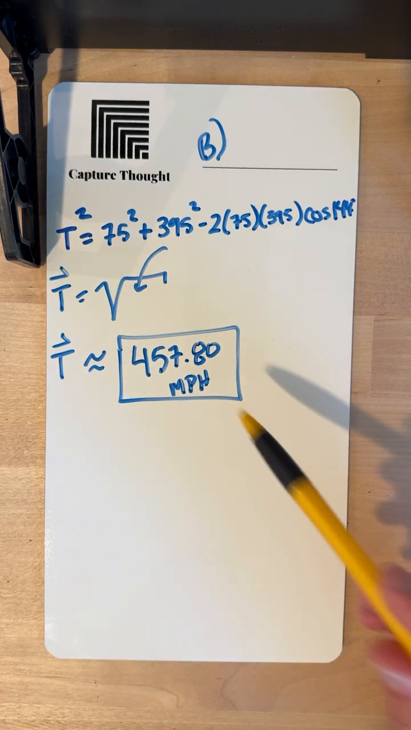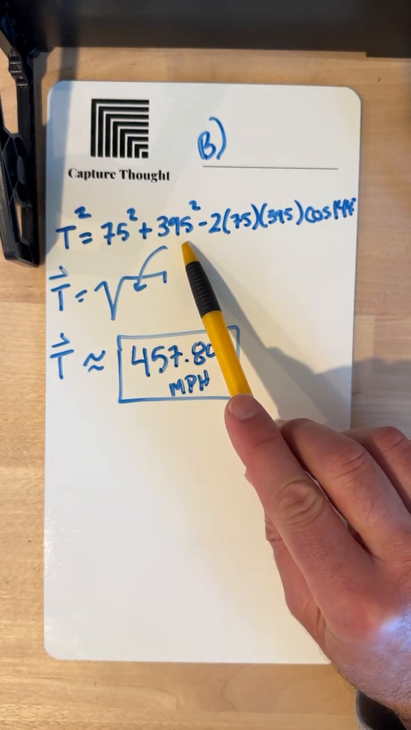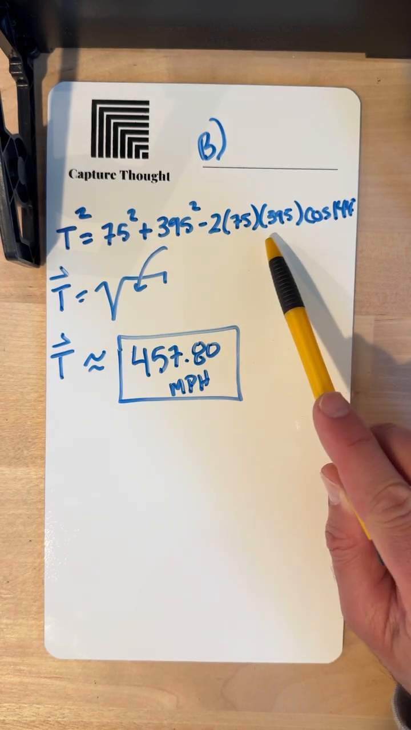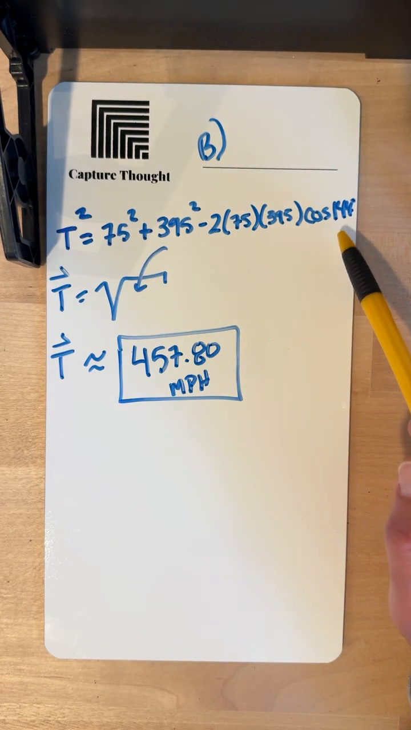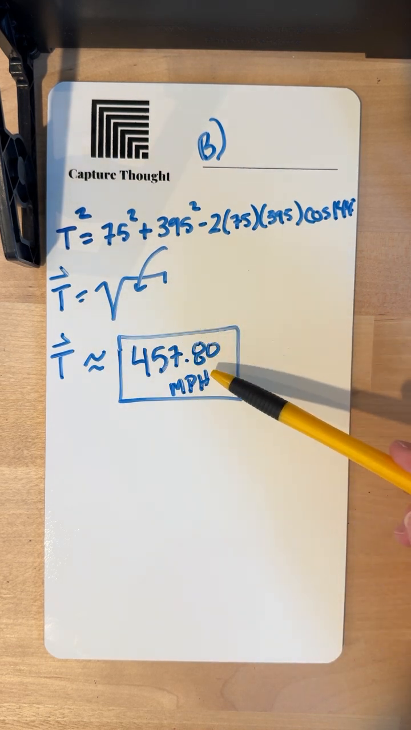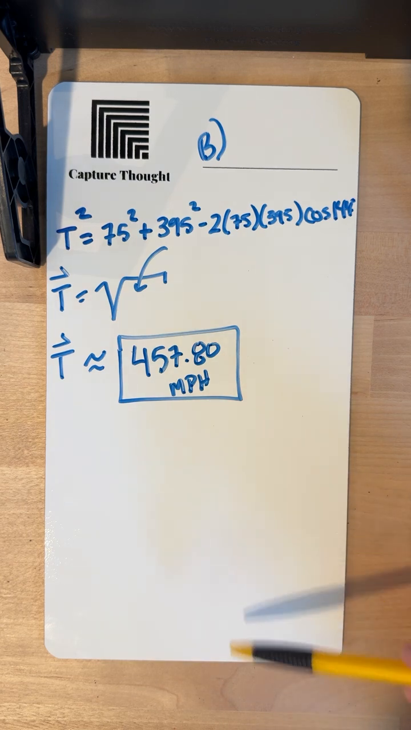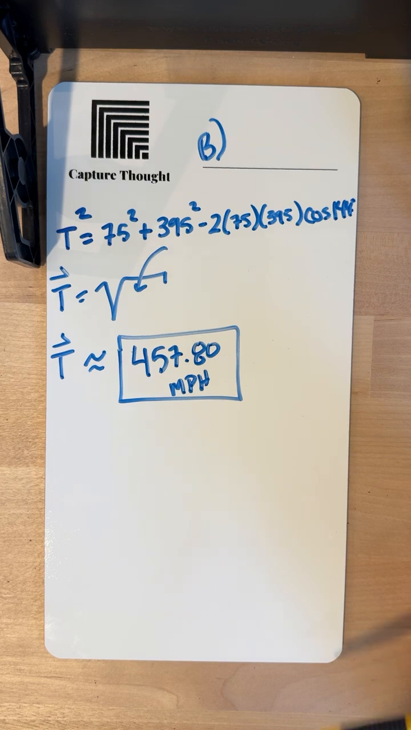And here's all my work. So I'm going to call that T squared is 75 squared plus 395 squared minus 2 times 75 times 395 times cosine 144. Make sure you get that in your calculator. Then you take the square root of all that, and that gets you to 457.8. That's the true speed. That is the speed of the airplane plus the speed of the wind.